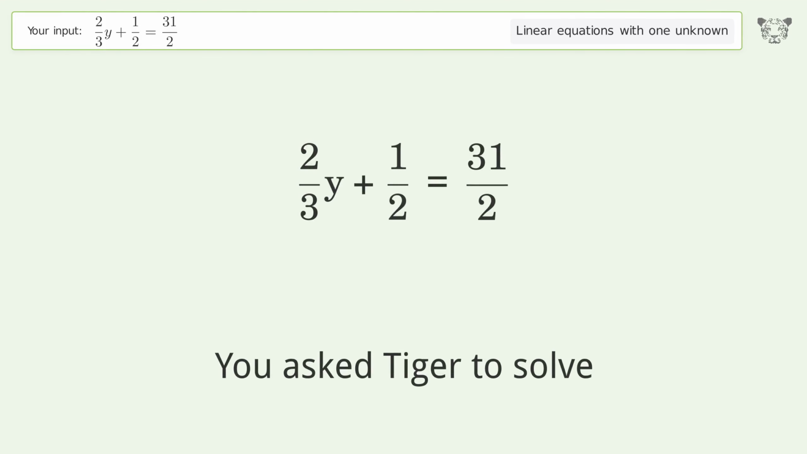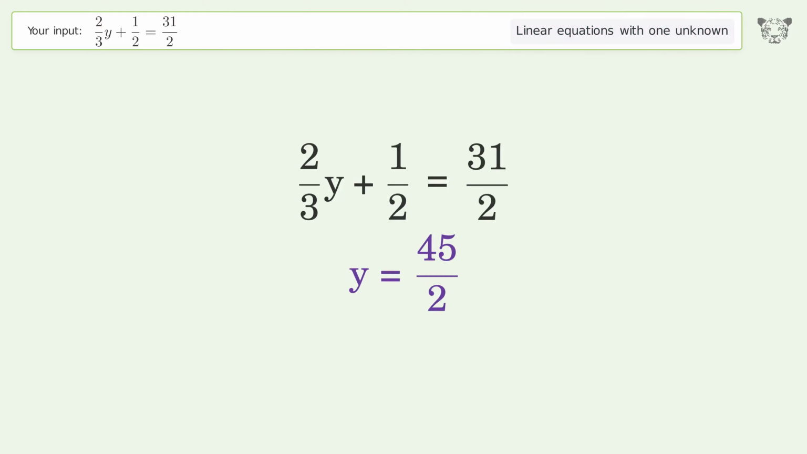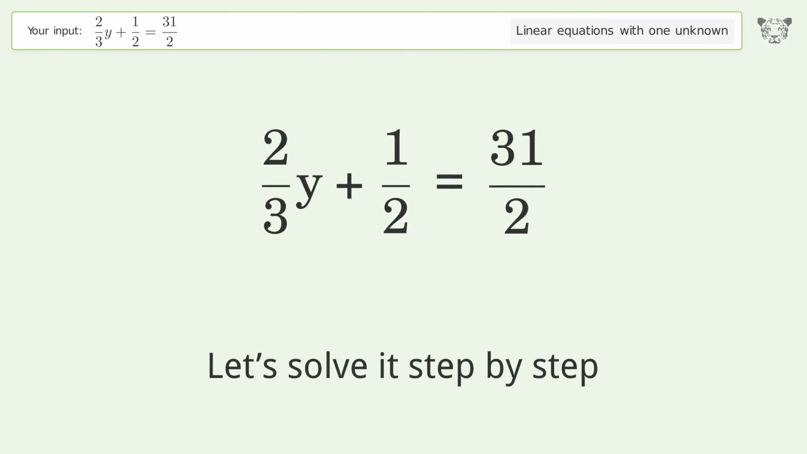You ask Tiger to solve this. It deals with linear equations with one unknown. The final result is y equals 45/2. Let's solve it step by step.